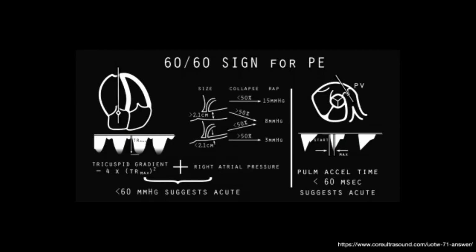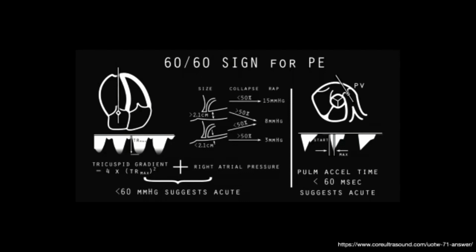The gradient there is going to be 4 times 4, which is 16, times 4, which is 64. So your PA pressure is now going to be 64 plus the right atrial pressure. So that's the difference between the 2 chambers, between the right ventricle and the right atrium. And then you add the central venous pressure to that, because the pressure in the atrium is preventing the PA pressure from going up to the extent that it would.